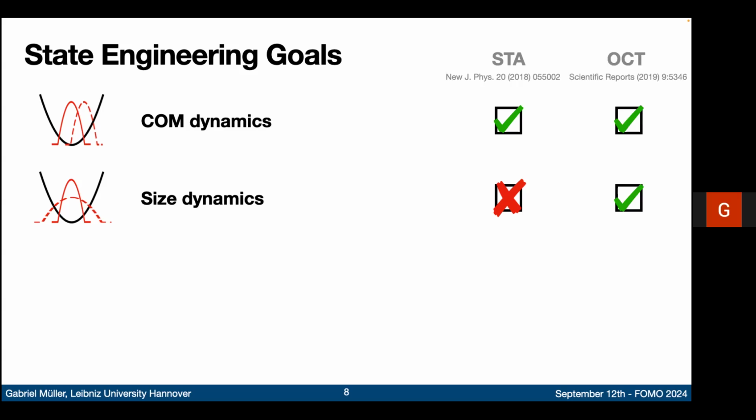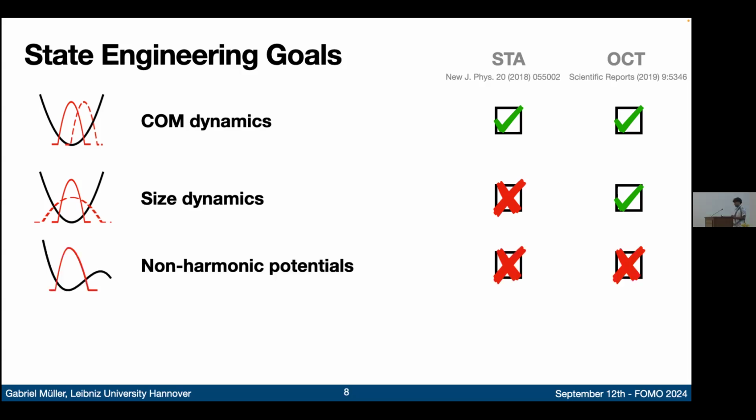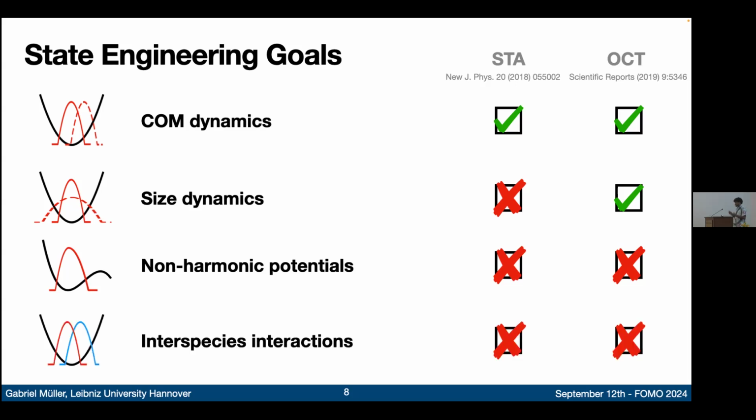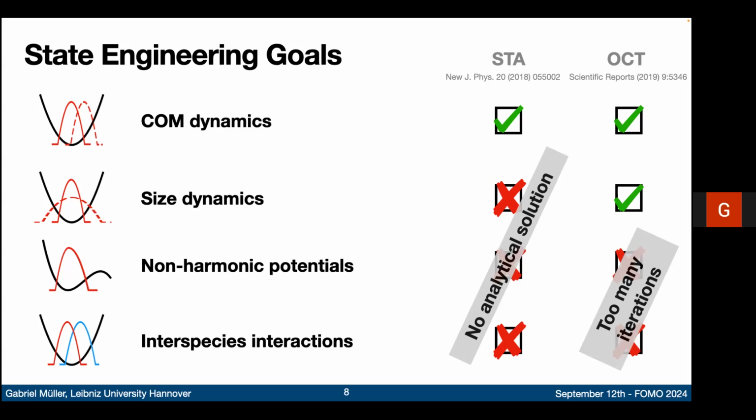But there is OCT, optimal control theory, which I guess you all know because it's vastly used. We can control the size dynamics with that, but only for harmonic potentials. In our realistic experiments with these atom-chip potentials, we don't have harmonic potentials, we have non-harmonic potentials, and also interspecies interactions. Both of these methods would have a lot of difficulties incorporating them. For STA it's nearly impossible, I would say, because it is based on an analytical solution which you just cannot have for these cases. OCT could in principle do it, as a black-box approach, but it relies on a lot of iterations. If you have a simulation that takes up to minutes, and you need maybe 10,000, 100,000, or a million iterations, then this gets very demanding. So we want to improve this.